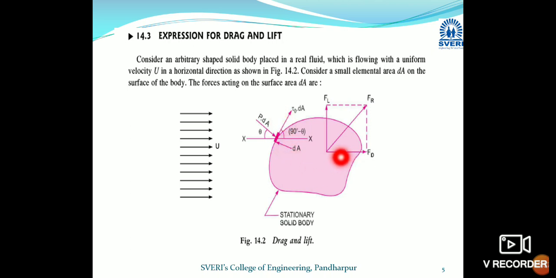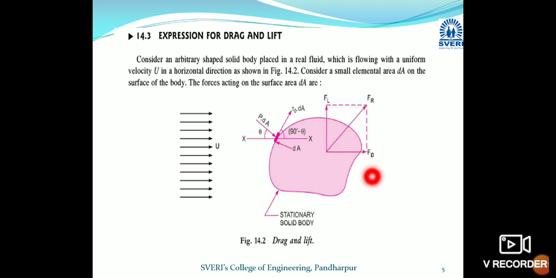So we know that the component of the force exerted by the fluid in the direction of motion is called the drag force, and the component of force in the direction perpendicular to the motion is called the lift force, and the resultant force is equal to Fr. Now we are interested to find out the value of this Fd and the value of Fl.